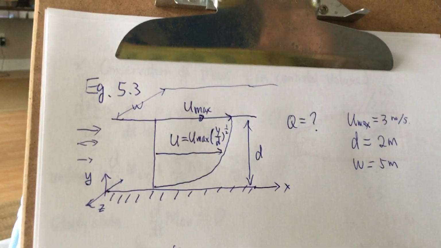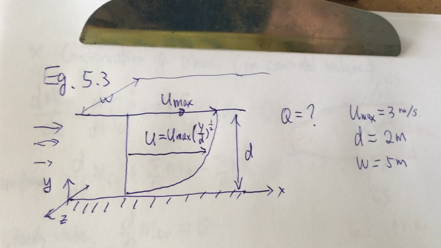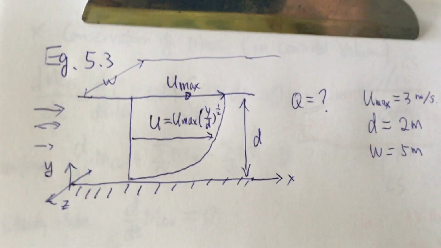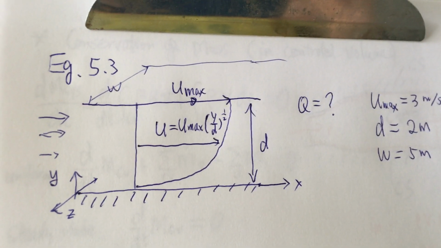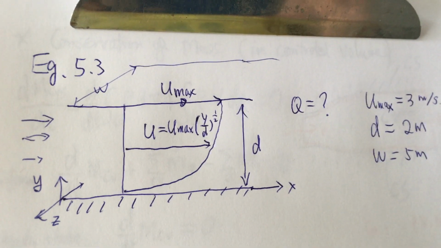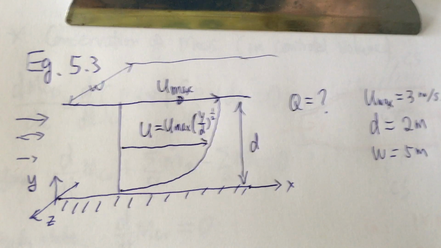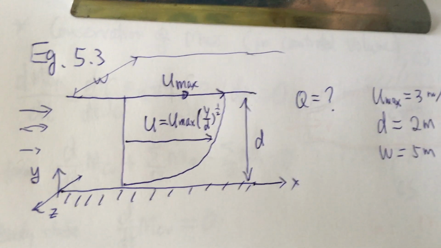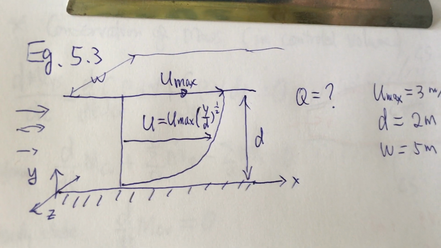Okay, for the flow rate calculation, let me give you one more example. This is example 5.3 in the textbook. Please read the textbook also. There are more examples in the textbook, 5.1, 5.2, 5.3. Before you do the homework, it will be good to read the book.